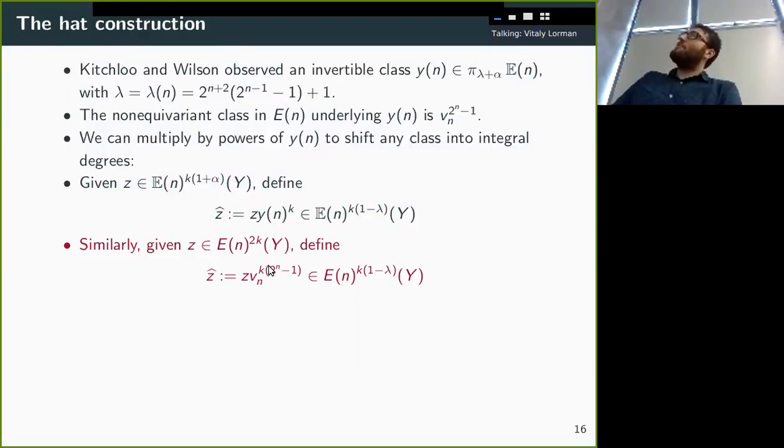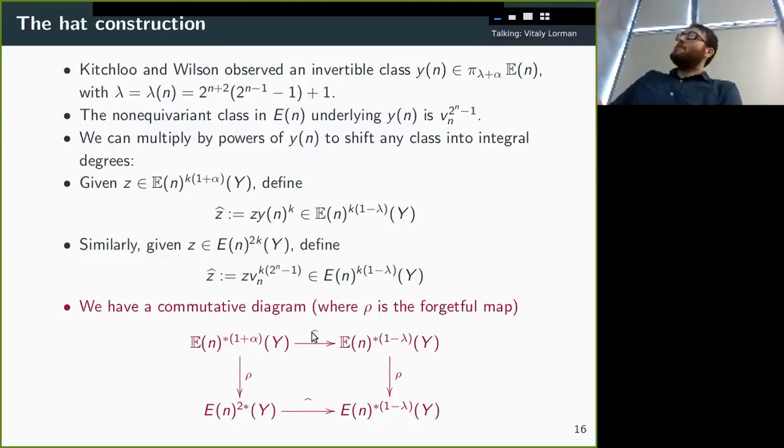And if you forget the C2 action everywhere, then all you're doing non-equivariantly is taking a class in the E_n cohomology of Y in even degrees and multiplying by some corresponding power of v_n. And this fits into a diagram where this hat construction, for every class in the equivariant cohomology of Y, multiplies it by the appropriate power of this invertible class y_n and shifts it into integral degrees. And then down here, we have just the non-equivariant shadow of what's happening. So that's all this hat construction is: a trick for moving classes in RO(C2) grading into integral degrees. And of course, which power of y_n you multiply by depends on what degree you started in. Okay. So that's why there's this scaling of degrees that's happening.